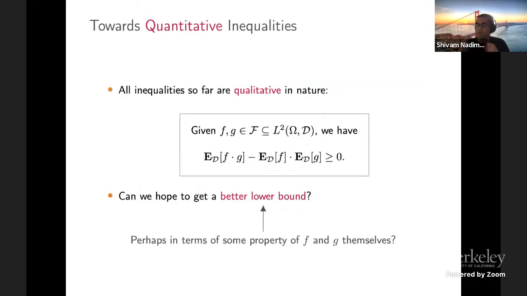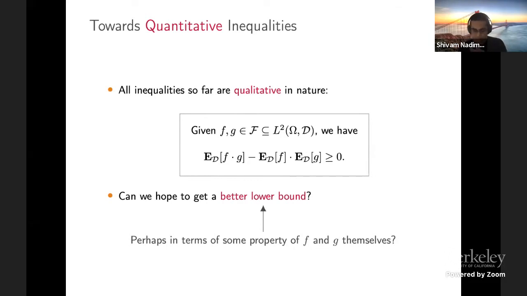One thing to note about both these statements is that they're qualitative statements. All they say is that the correlation between these two functions is non-negative. And it's natural to hope for a better lower bound on this correlation, perhaps in terms of some property of the functions we're looking at. So with this in mind, let's actually revisit the Harris-Kleitman inequality.